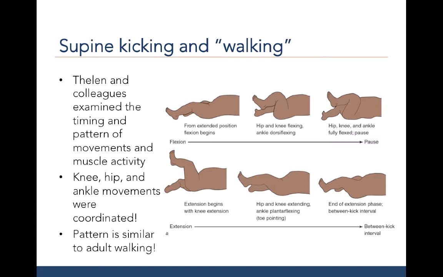Let's look at the movement from flexion to extension, shown here. During flexion, the legs start out in an extended position. The knee and hips flex, and the ankle dorsiflexes. When the knee, hip, and ankle are fully flexed, there is a slight pause before the infant starts to extend. The extension phase begins with knee extension. Then the hip extends, and the ankle then plantar flexes, or the toes point down. Interestingly, the timing and positioning is similar to that in adult walking, again suggesting that spontaneous movements may serve as a foundation for much later movements.